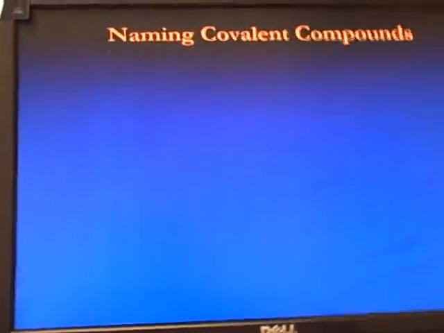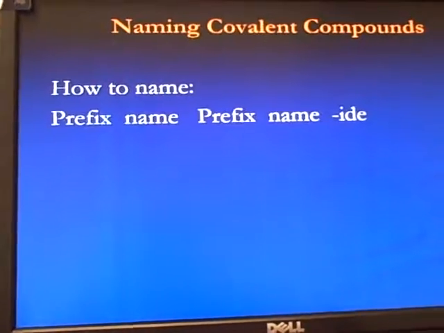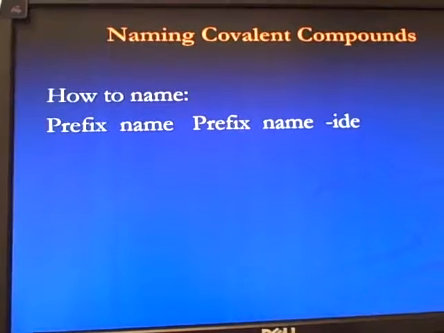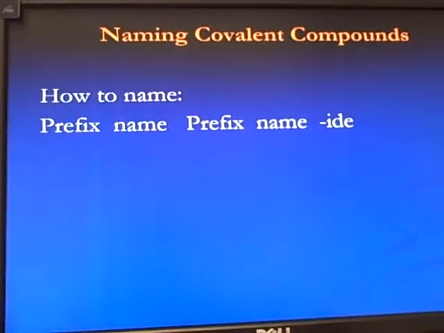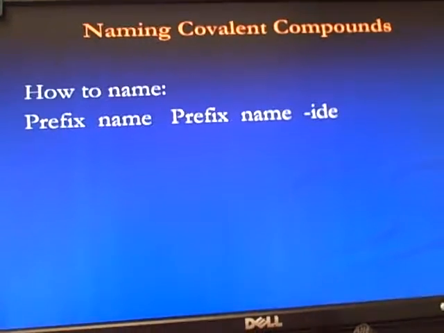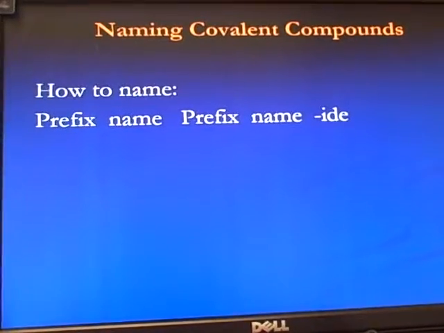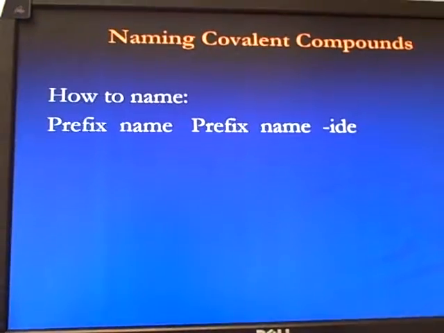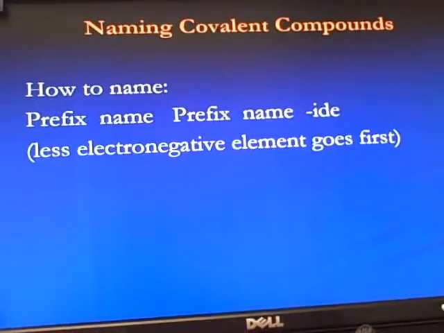All right, so next thing, how we name covalent compounds. So the first element, we use the prefix followed by the name. The second element, we use the prefix, the name, and the ending "ide," I-D-E, just like we did with ionic. So again, first element, prefix and name. Second element, prefix, name with I-D-E. And then you can see on your note sheet I put a couple exceptions.